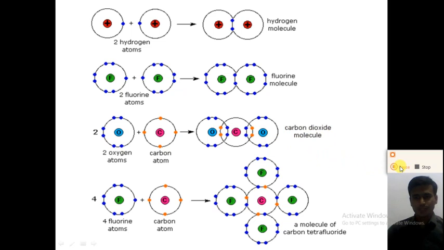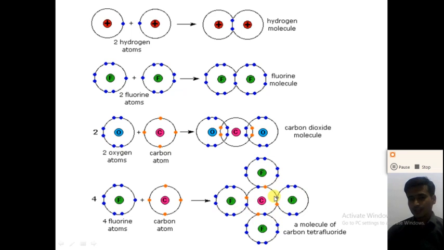So dear student, similarly we can understand the electron dot structure of carbon tetrafluoride. We know that the carbon atom has 4 valence electrons, that is, 4 electrons in the outermost orbit. So these 4 electrons of the carbon atom make covalent bonds with the 4 fluorine atoms. So here the carbon atom makes 4 covalent bonds with the 4 fluorine atoms, right?